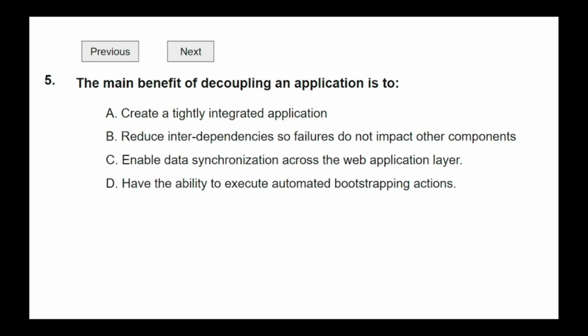So decoupling is a situation whereby you have a monolith application and you want to subdivide the application into smaller parts that are not interdependent on each other. So the answer to this question is reduced interdependencies so failures do not impact other components.